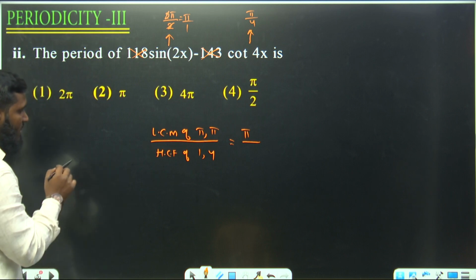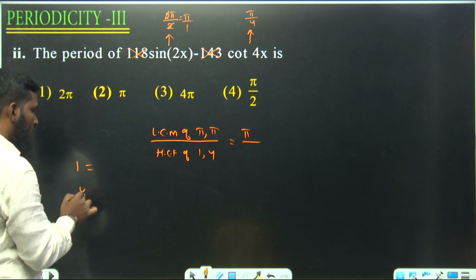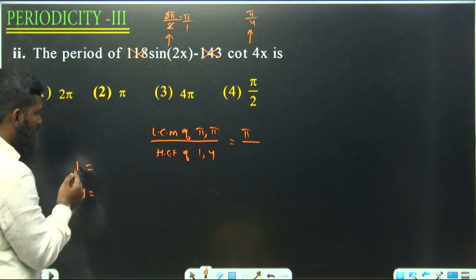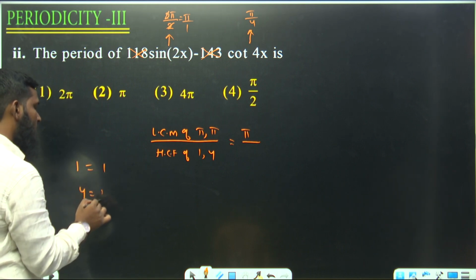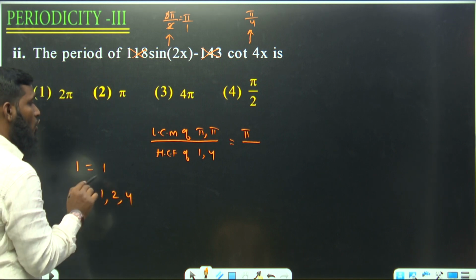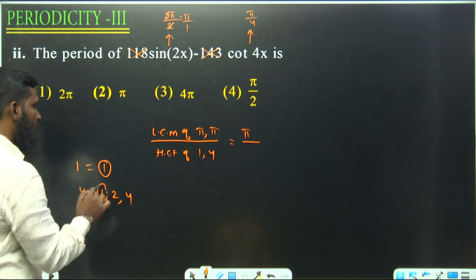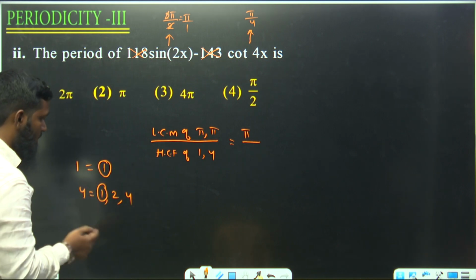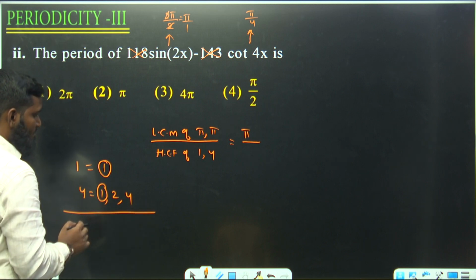Listen carefully, how to find the HCF. So 1 we have taken, 4 we have taken. 1 goes in how many tables actually? What are the factors we are having for 1? Only 1. 4 can go in 1 table, 2 table, 4 table. So what is the common factor we are having? 1 is the common factor. Among the common factors, what is the highest common factor we are having? 1 itself.